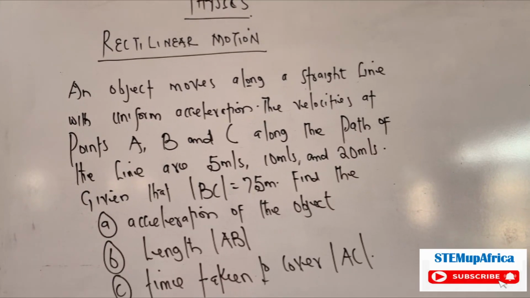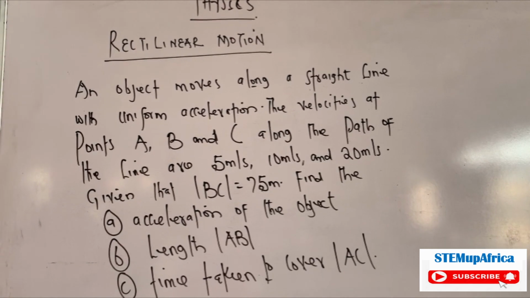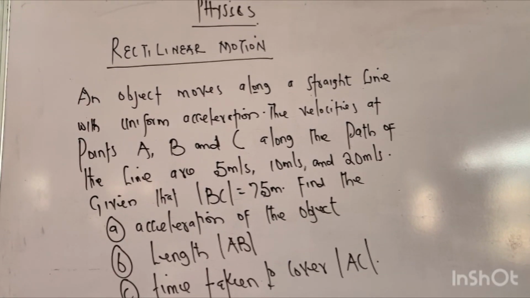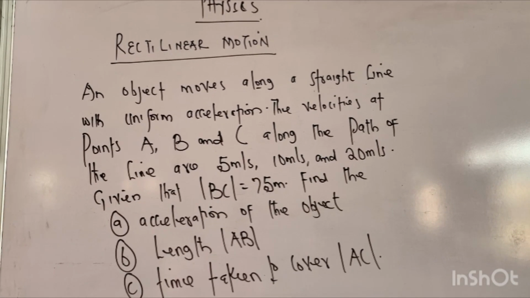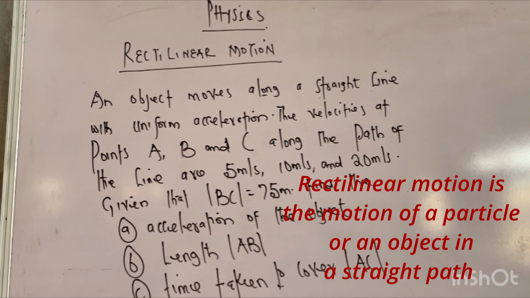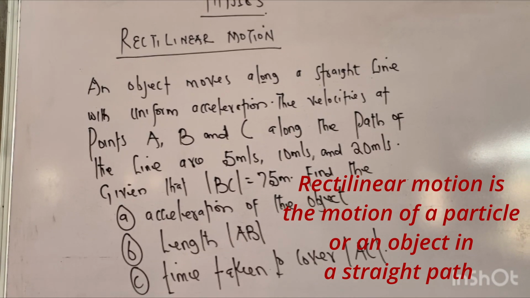Today we have physics, and the topic for today is rectilinear motion. So we need to understand what rectilinear motion is before we think of solving the question we have on the board. By definition, rectilinear motion is the motion of a particle or an object in a straight path.